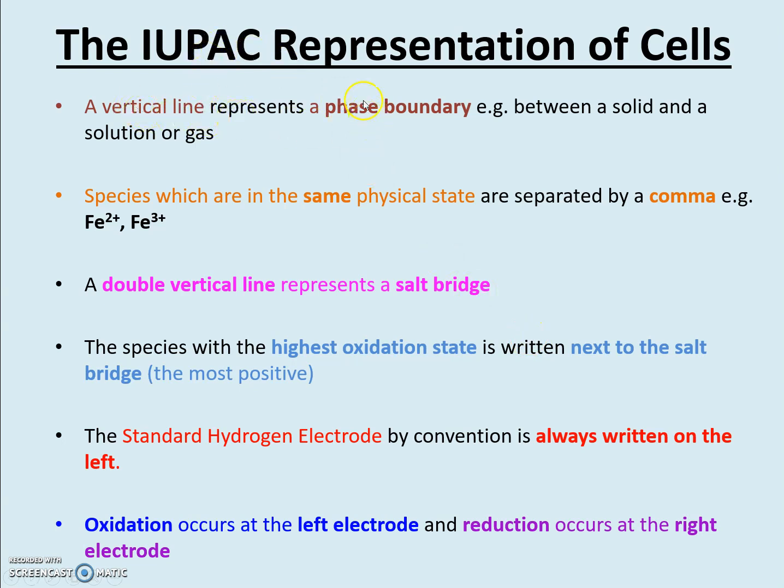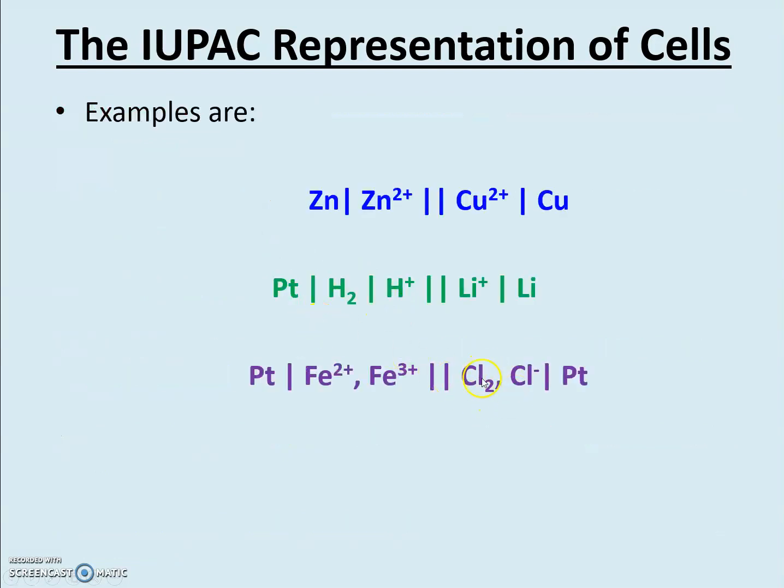Yes, so the vertical line represents a phase boundary, so it separates what's like a solid, a solution, or a gas. Species which are in the same physical state are separated by a comma. We saw that. And a double vertical line represents the salt bridge. We saw that as well. Now, the species with the highest oxidation state is written next to the salt bridge, i.e. the most positive value. So here in the example of chlorine and chloride, chlorine has an oxidation state of 0, chloride has an oxidation state of -1, so chlorine is the most positive.